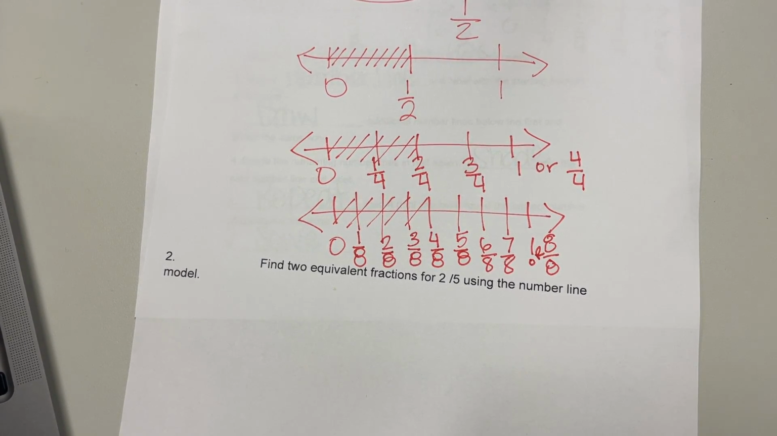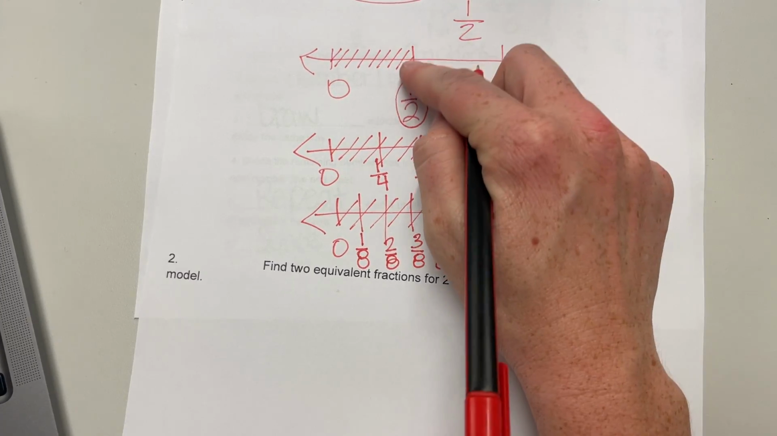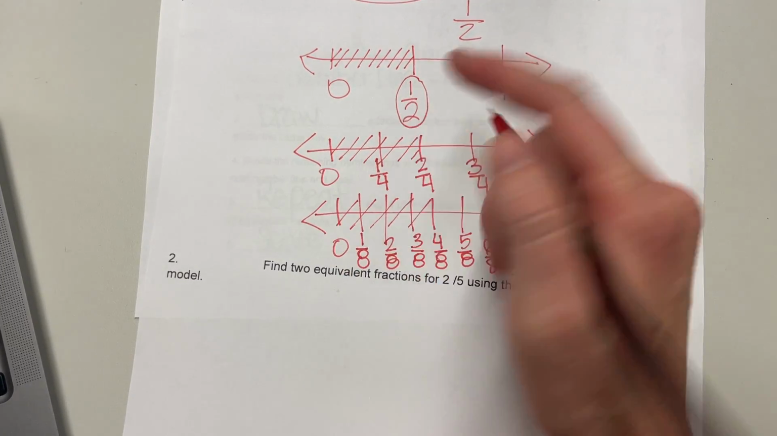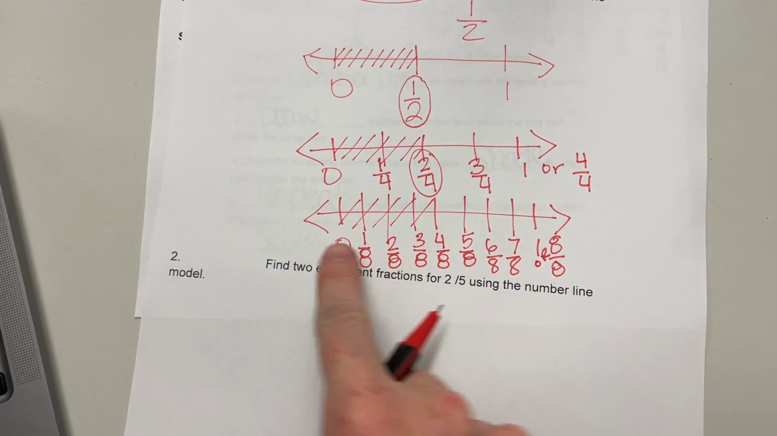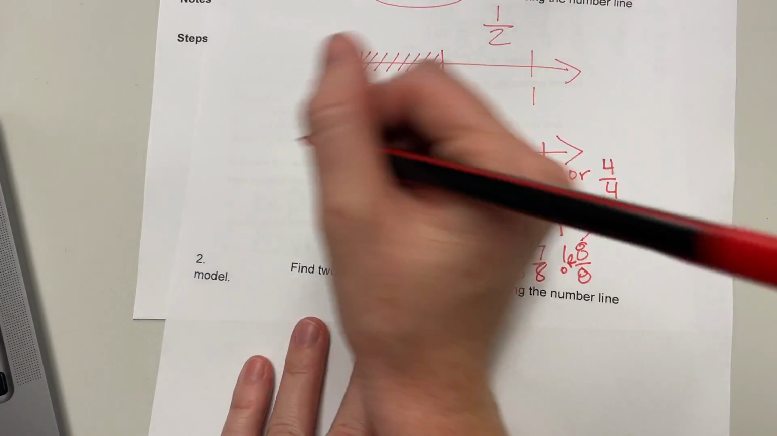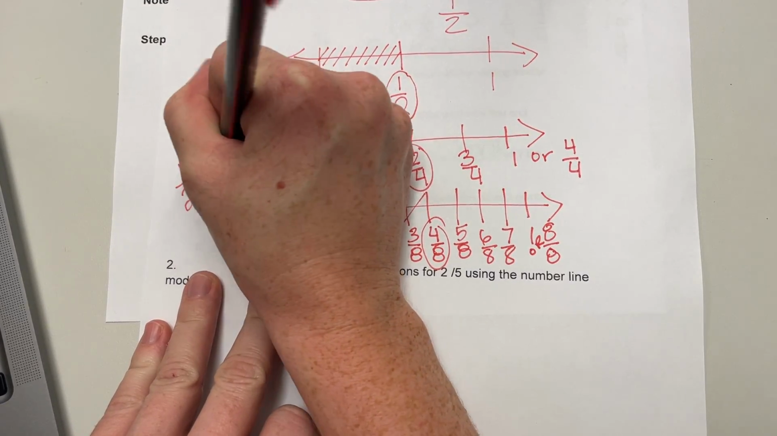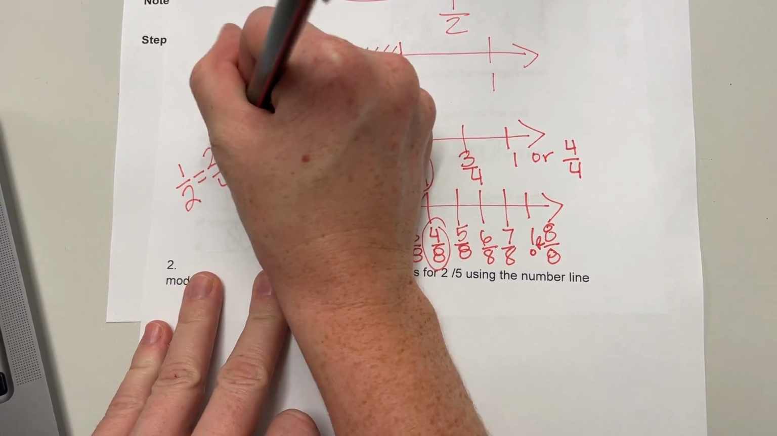Okay, so I have repeated the steps already. So now I need to solve. So this is 1/2. This shaded up until 1/2. This one shaded up until 2/4. And then this one shaded up until 4/4. So me solving is saying 1/2 is equal to 2/4, which is equal to 4/8.